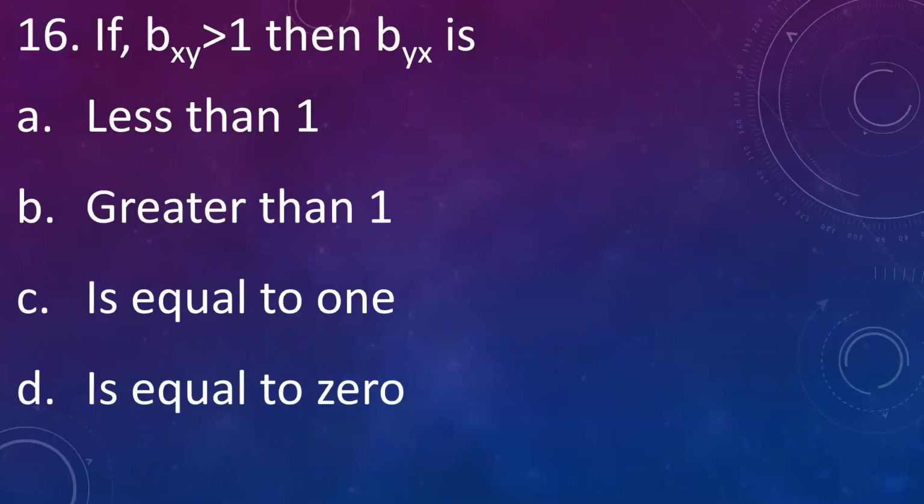And if bxy is greater than 1, then byx is A less than 1, B greater than 1, C equal to 1, D equal to 0. Answer is less than 1. If one coefficient is greater than 1, then the other coefficient will be less than 1.